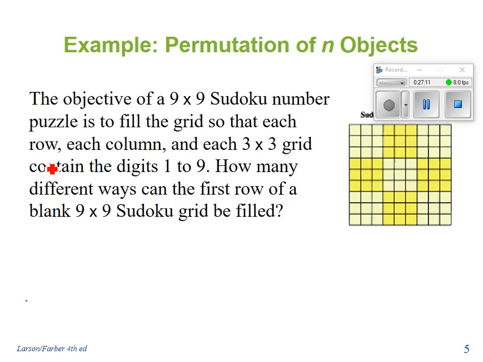The objective of a 9x9 Sudoku number puzzle is to fill the grid so that each row, each column, and each 3x3 grid contains the digits 1 to 9. How many different ways can the first row of a blank 9x9 Sudoku grid be filled? So we're looking at just this first row. So let's say you like to do Sudoku puzzles. I think when I made up this PowerPoint, Sudoku was a bigger thing about 5 or 6 years ago. Everybody was doing it, and now it sort of went away.